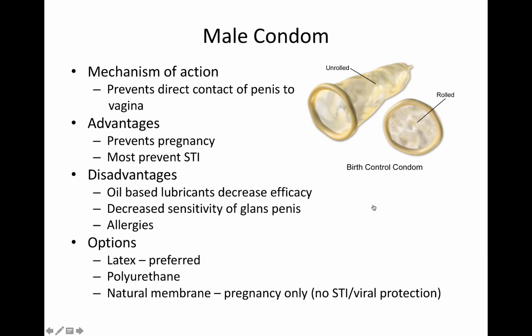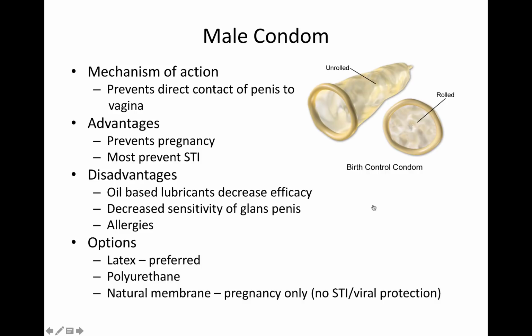Next, we have the male condom, which is probably the most common and well-known barrier contraceptive. Condoms prevent direct contact of the penis to the vagina, again, preventing sperm from reaching the egg. Advantages of these products is that, in addition to preventing pregnancy, most agents will prevent against sexually transmitted infections. It's important to note, I have listed at the bottom of the slide, the natural membrane ones only protect against pregnancy, not sexually transmitted infections or viral infections.